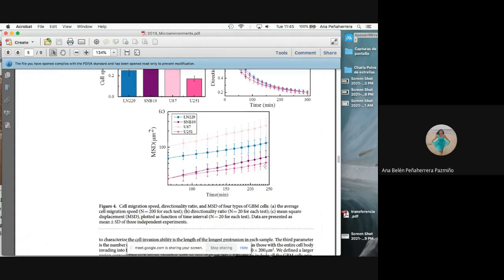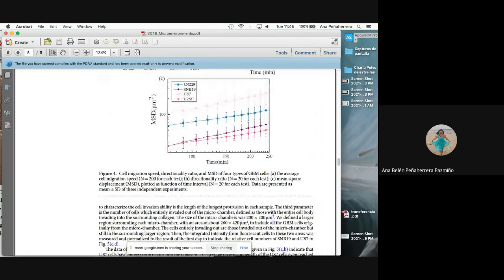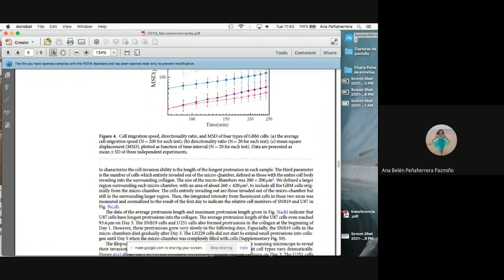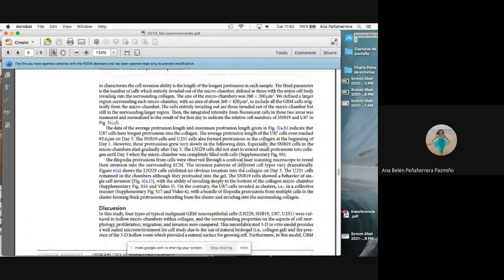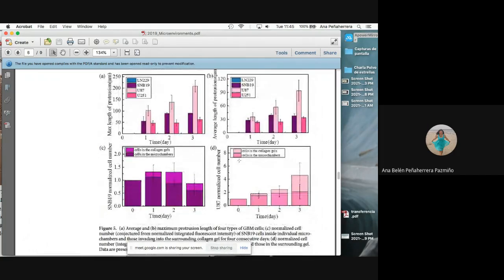And here we see the area that a cell can explore. The average area, here is this parameter, it's the mean square displacement. So here it's reported, it represents the area that a cell can explore. And here we have also, they measure the protrusions. So here, these enable them to classify the cells.